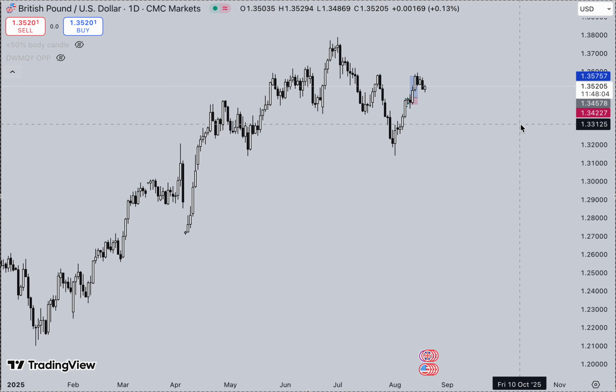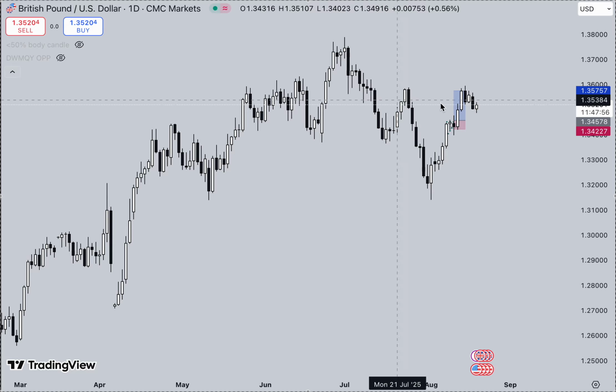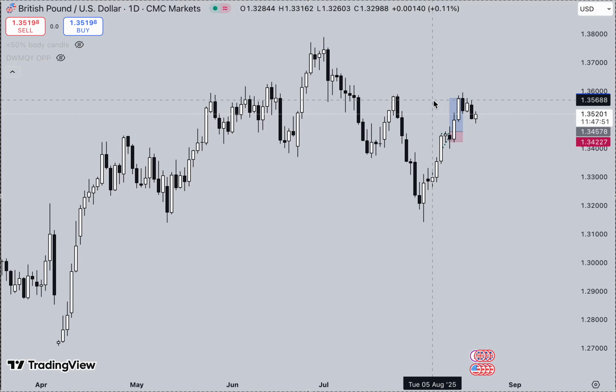For GBP USD, we took a loss last week trying to target these higher prices. We'll get to it. I think we talked about it last week, but for the sake of people who were not here, we'll talk about it.